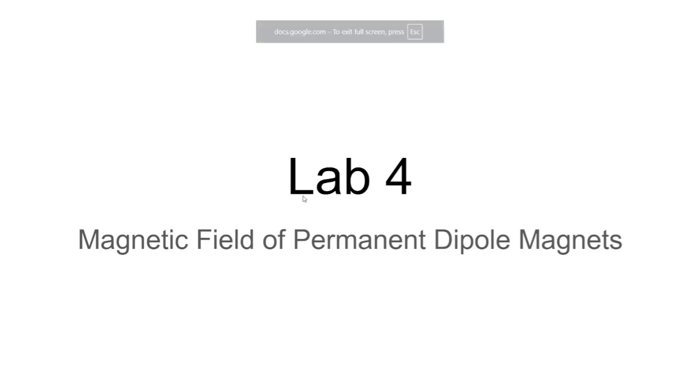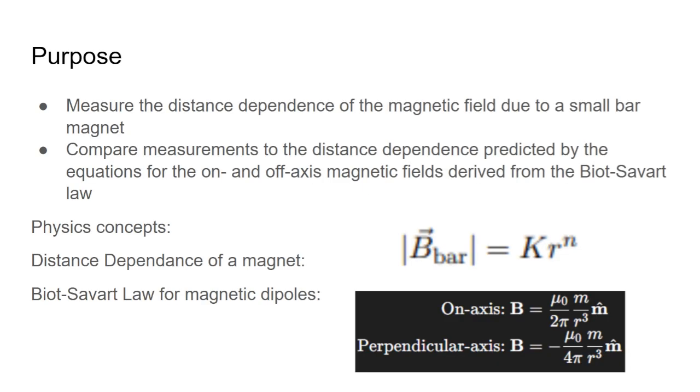This is lab 4 for Physics 2, the magnetic field of permanent dipole magnets. The purpose of this lab was both to measure the distance dependence of the magnetic field due to a small bar magnet and to compare measurements to the distance dependence predicted by the equations for the on and off axis magnetic fields derived from the Biot-Savart law.